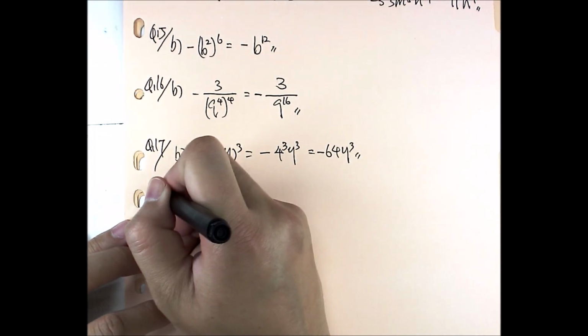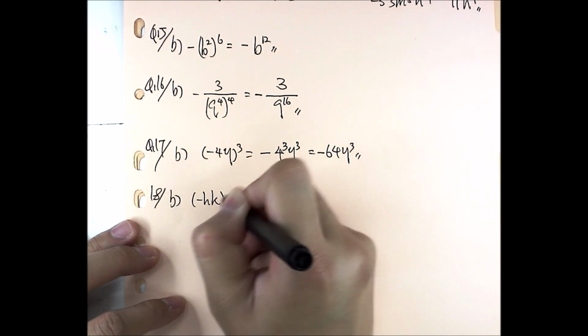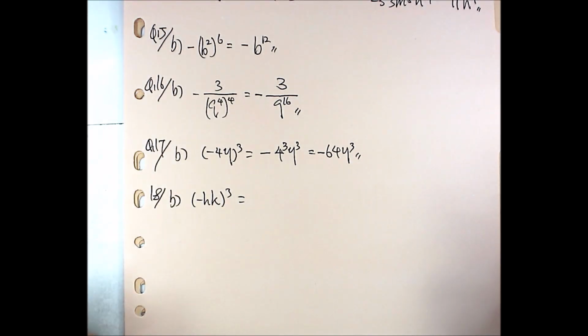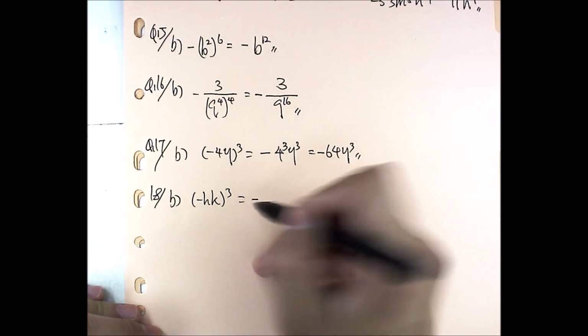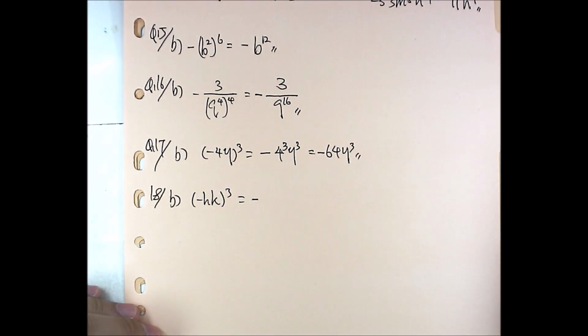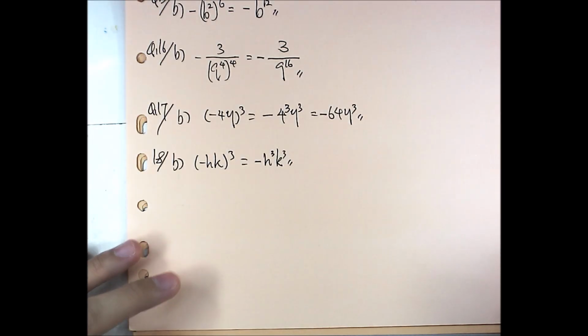Understand? So go to 18b, minus hk to the power 3. So this time, again, the minus is inside the bracket, right? Look at here, this 3 is an odd number, so it's minus. So hk is a multiplication, you can distribute the 3 to all of them, okay? k to the power 3, here, h to the power 3, understand?